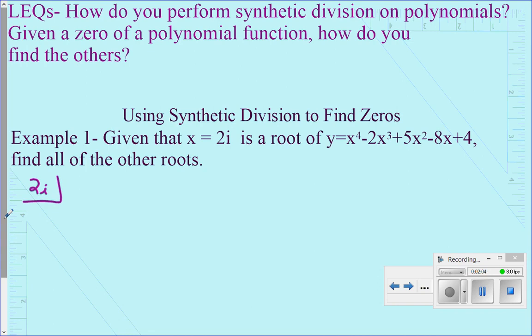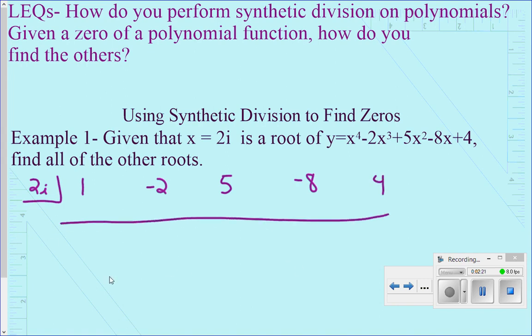I am going to spread these out quite far because when you have complex roots, you need a little bit more space. So 1 is my first coefficient, and then -2, and then +5, and then -8, and then +4. So the 1 comes down, times 2i is 2i. -2 and 2i are not like terms, so I can't combine them. So now I'm going to do 2i times -2 plus 2i. I'm going to take that one term at a time.